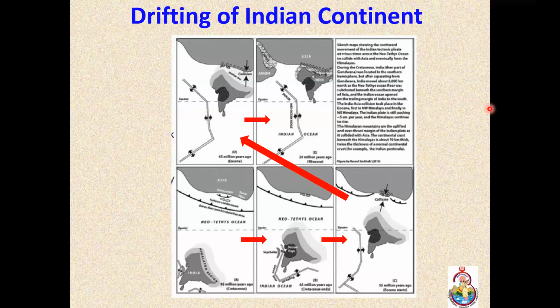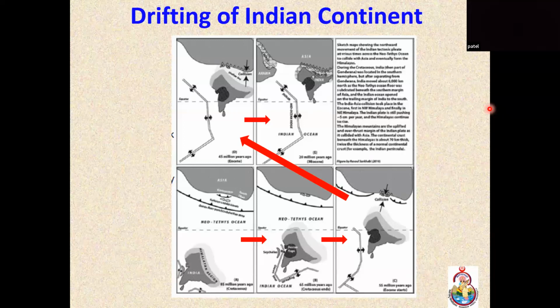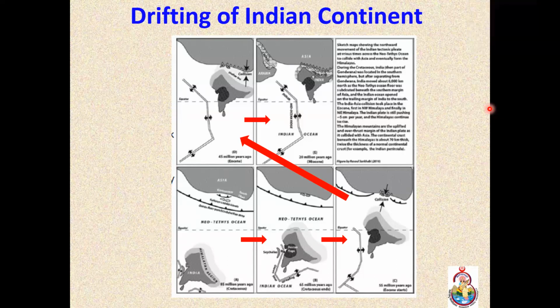There is another mechanism that people are talking about, induced earthquakes. The Koyna Dam was constructed and lots of water has accumulated. Because of this water pressure, some movements have occurred. Because of that, earthquakes can occur not only along the margin, but at some other places also.